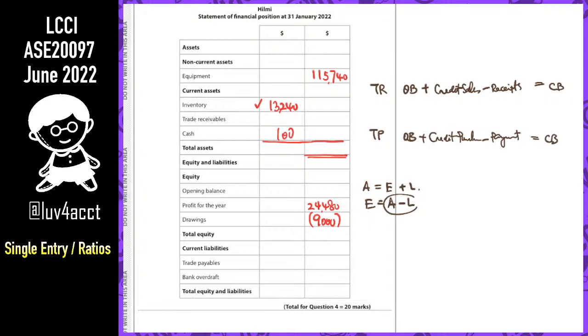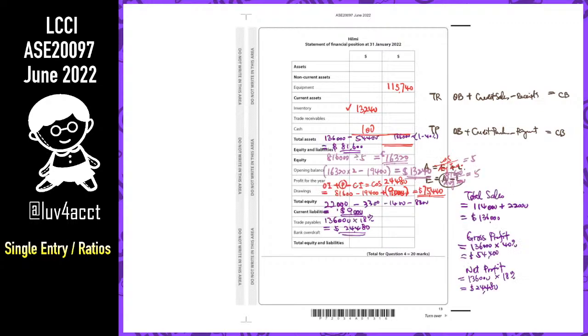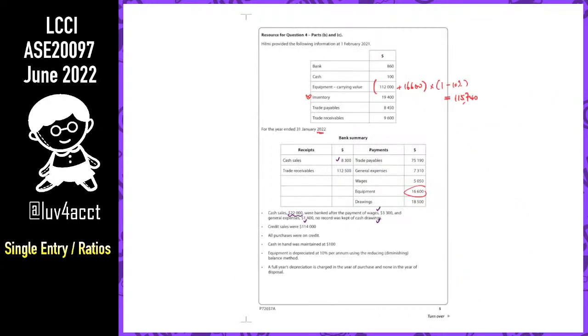So we have a whole page for workings, but I will skip that page. I won't use it because I have already put everything here. So we will use this to help us. Opening balance of trade receivable. Oops, where is it? Here. Let me arrange a little bit.